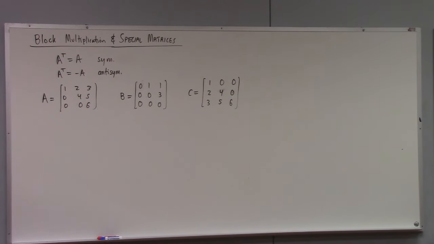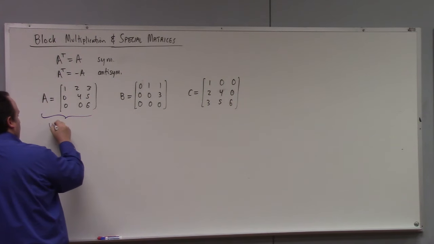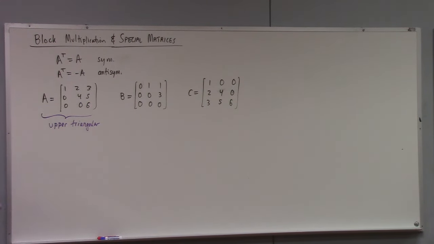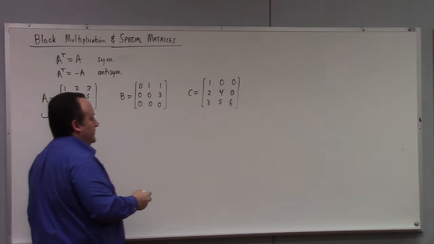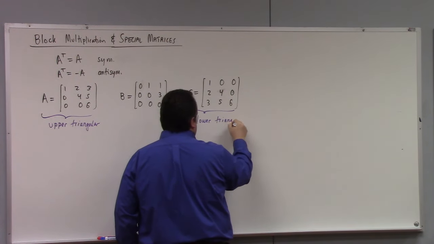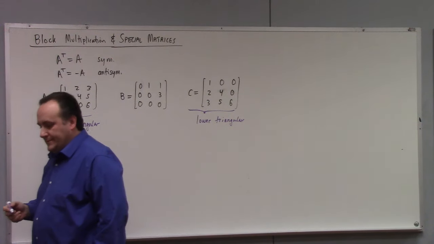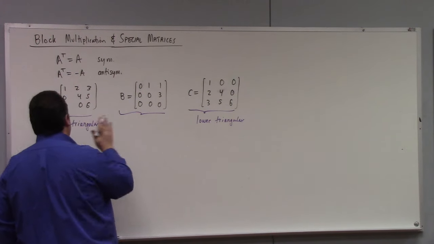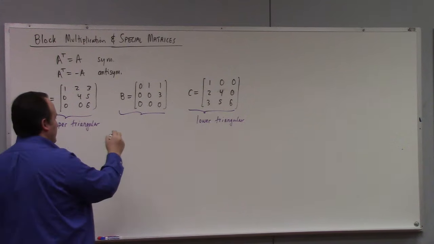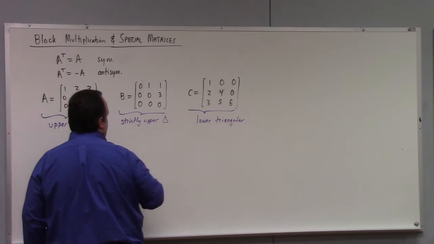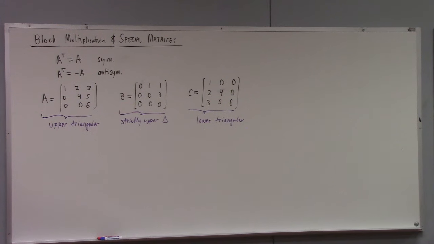Okay, so simply, this is called an upper triangular matrix, right? What would C be called? What do you think? Lower triangular. Lower triangular, right? Cool. How about the middle one? So this is also upper triangular, but you might call this strictly upper triangular. All right. And you could also, of course, talk about strictly lower triangular.